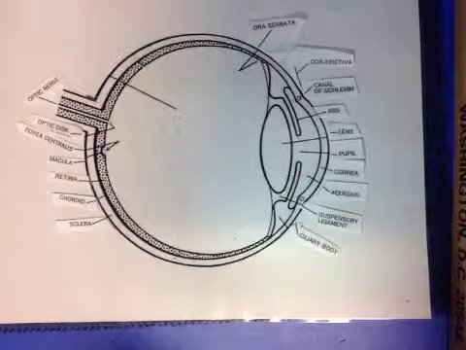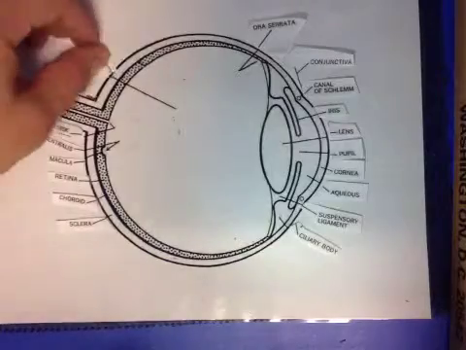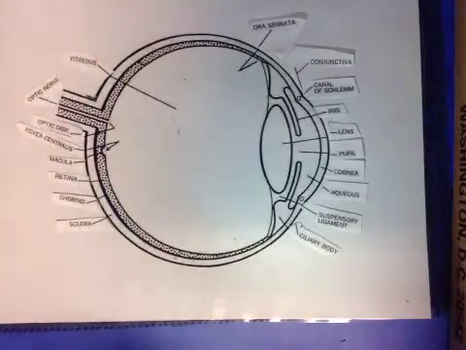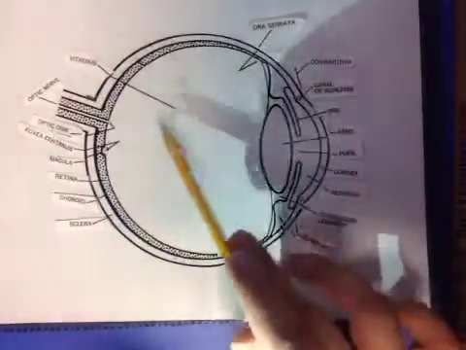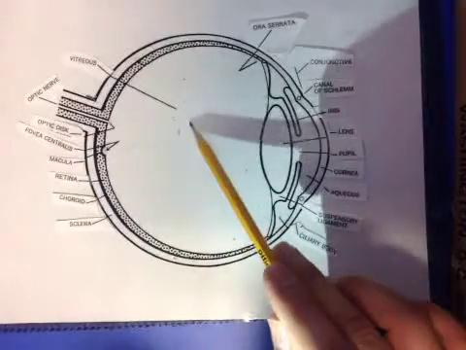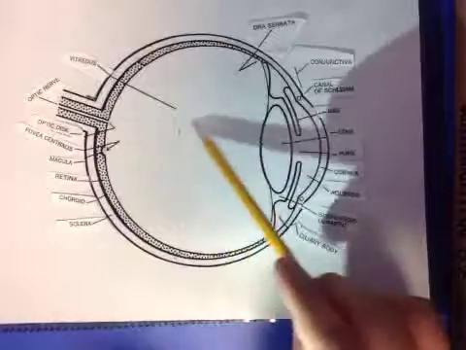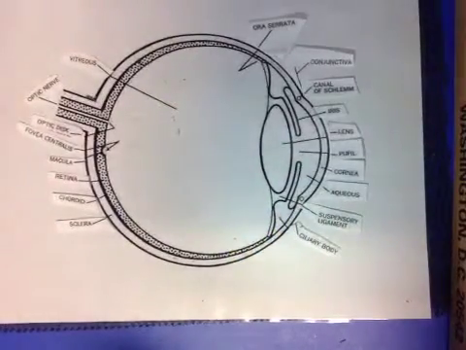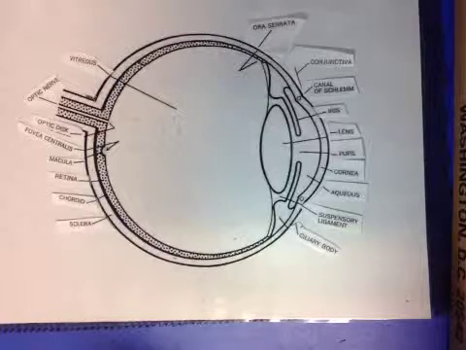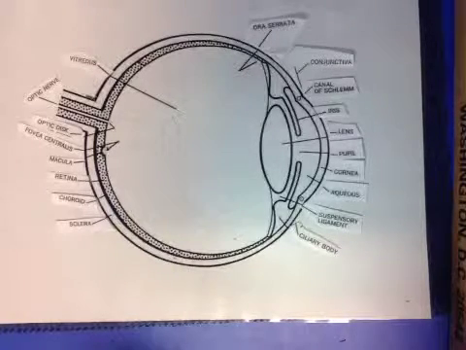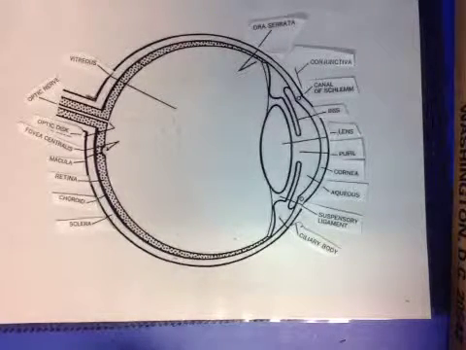Okay, and next is the vitreous humor, and it's the clear jelly that composes 2/3 of the volume and weight of the eye. So it's all back here. Okay, that's all for the structures of the eye. Now we're going to talk about some conditions that may happen to the eye.